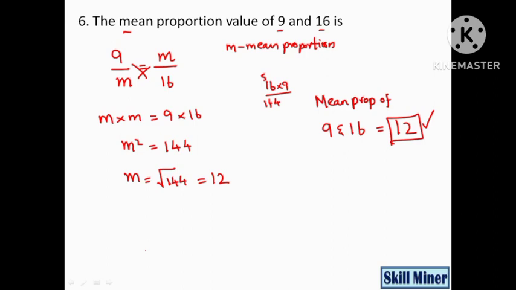Okay, guys, please become familiar with the concepts of continued proportion and mean proportion. From the previous problem and this problem, you will come to know what continued proportion and mean proportion are. Okay, now we can move to the next problem.